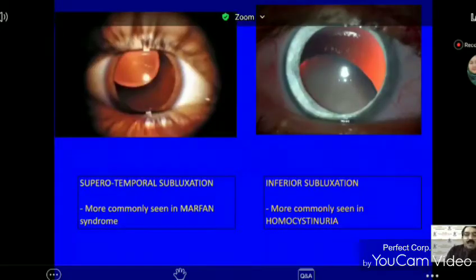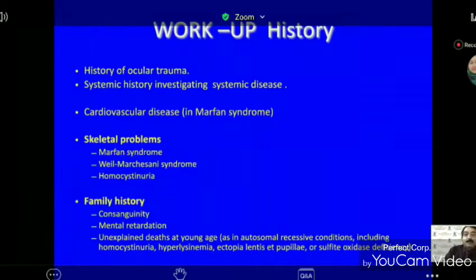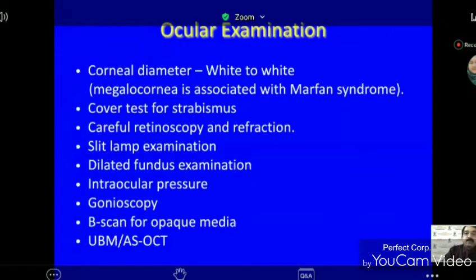Whenever a patient comes to us, as we have studied in our postgraduate days, superotemporal luxation is most commonly Marfan's, and inferior subluxation is most commonly homocystinuria. But these associated anomalies can range, and they are important because they can be associated with other symptoms. The workup is very important, with a whole history as well as a family history and an assessment of skeletal problems. The ocular examination is important because of the difference in etiology, and it needs to be done in detail and documented.